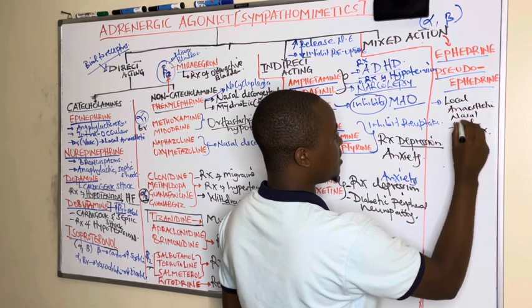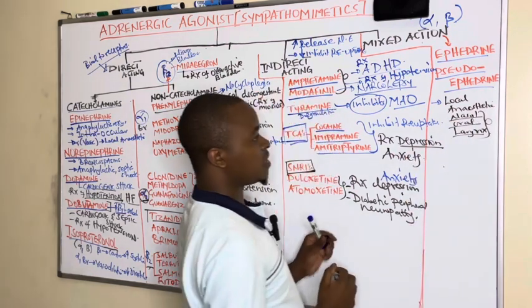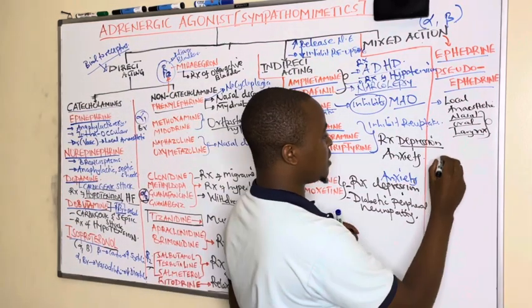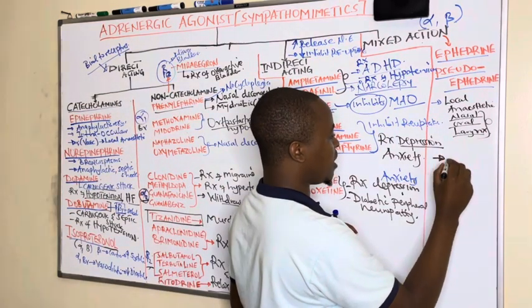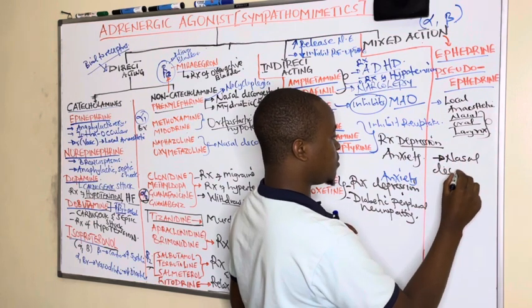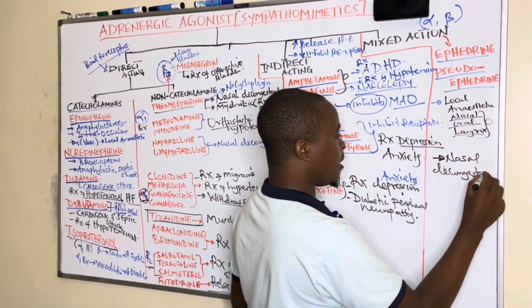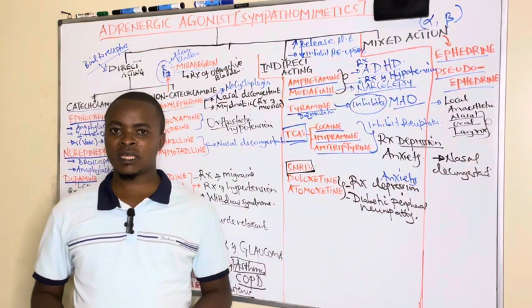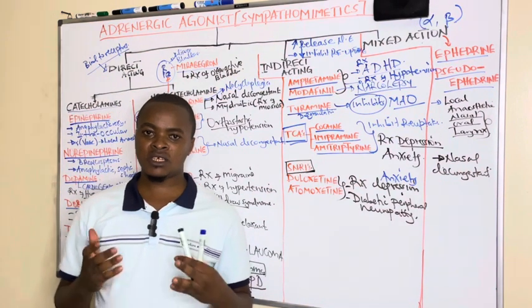So whenever there is anything we want to block in these places, they are used as local anesthetics, and at the same time they are used as nasal decongestants. But ephedrine and pseudoephedrine are of limited use due to their widespread action.